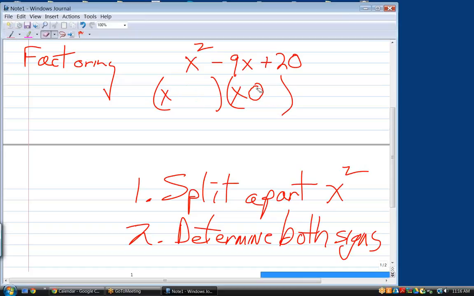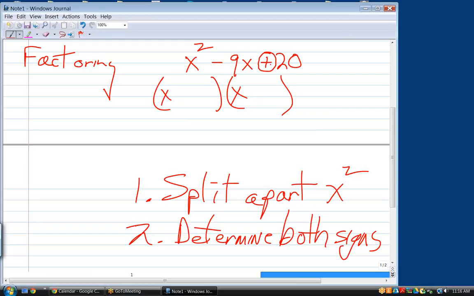So, step 2, determine both signs, not just one, but both. Now, these signs, I can figure out what they are by looking at that sign. Why? Because whatever these signs are end up in your last step of FOIL multiplying together.